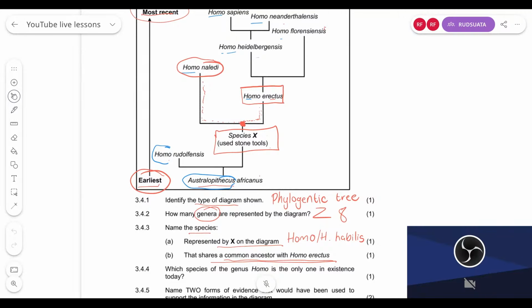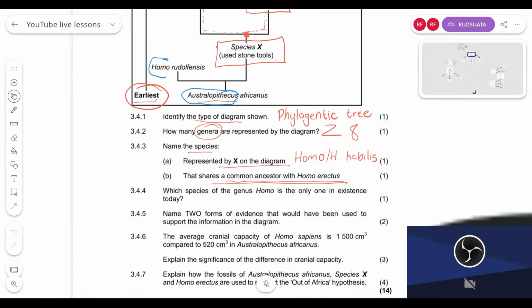Okay, right, let's wrap this one up. Which species of the genus Homo is the only one in existence today? And I feel like this is a trick question because we should actually know this, that there is only one group of Homo species around, and that's going to be us, sapiens. Okay, we are the only species of our group still around today.